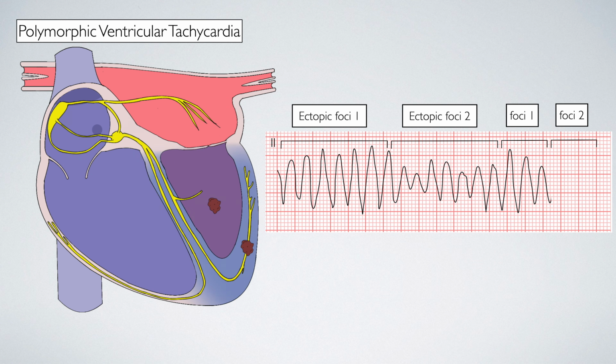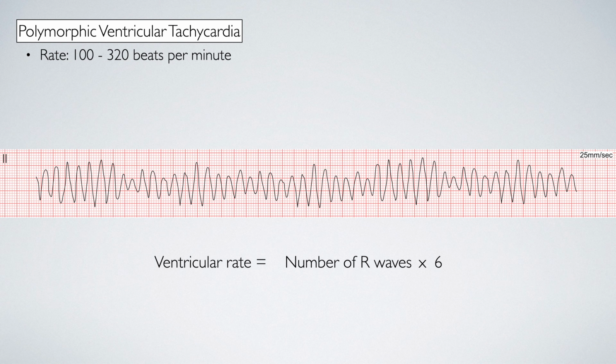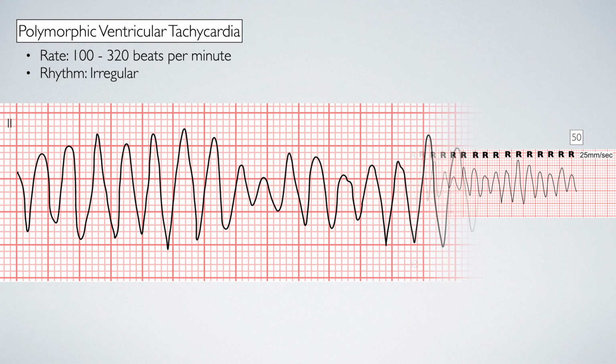Let's take a closer look at the ECG trace. In polymorphic ventricular tachycardia, the ventricular rate should be between 100 and 320 beats per minute. In this case, to calculate the ventricular rate, we have to count the number of R waves and multiply by 6. There are 50 R waves in total, so this gives a ventricular rate of 300 beats per minute.